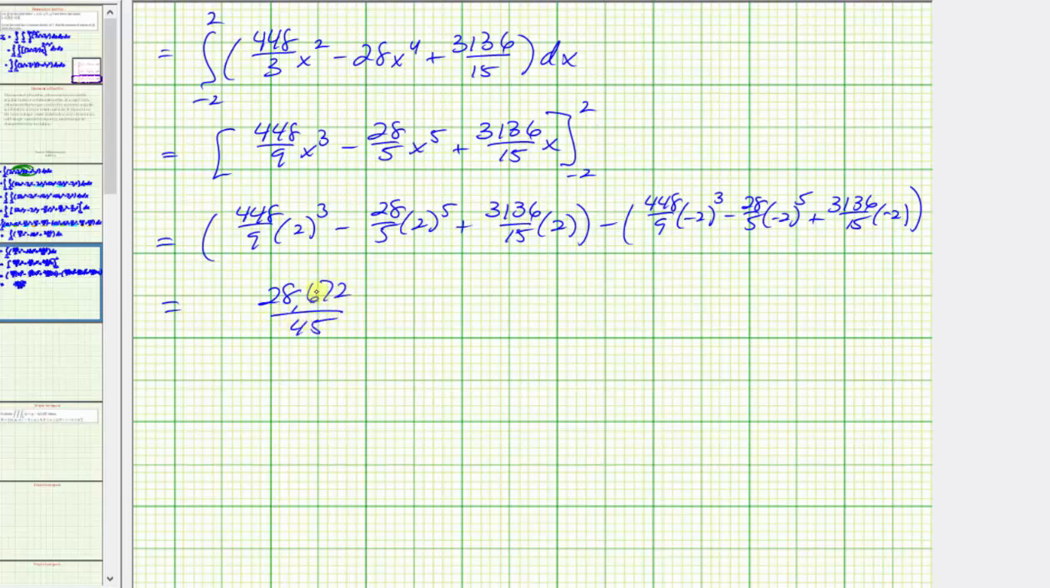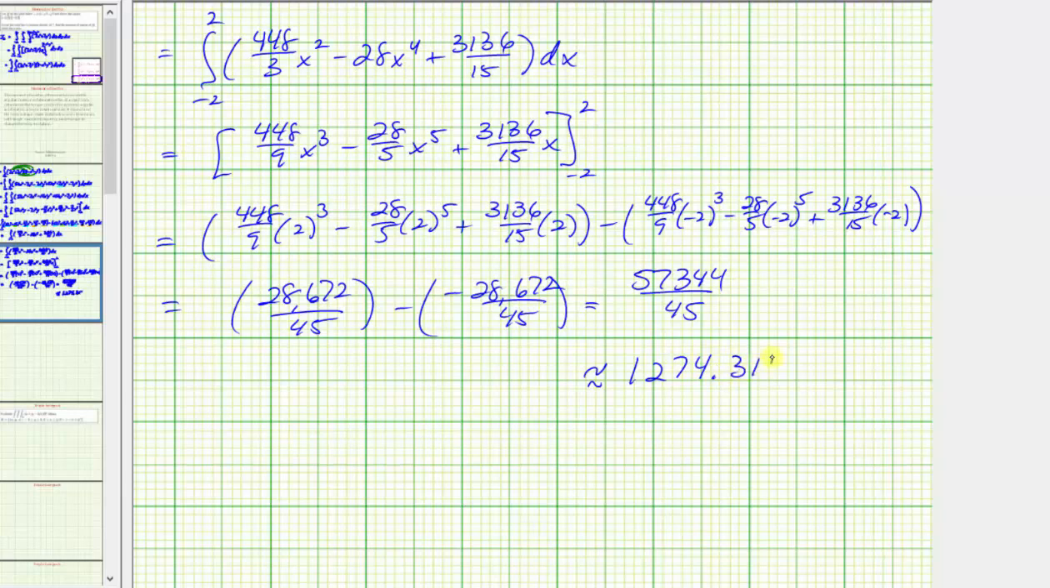So all of this simplifies to 28,672 45ths. Then we have minus, all of this simplifies to negative 28,672 45ths, which simplifies to 57,344 45ths, which as a decimal would be approximately 1,274.3111. So this is the moment of inertia about the z-axis. And the units are typically kilogram meters squared or pounds feet squared.